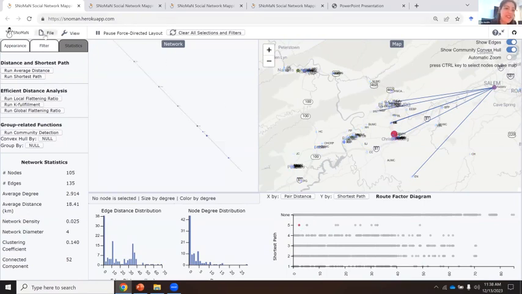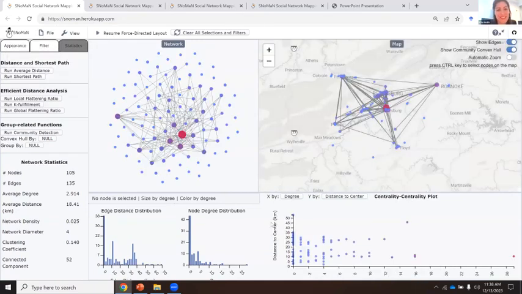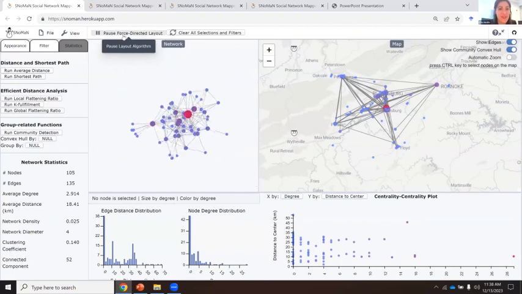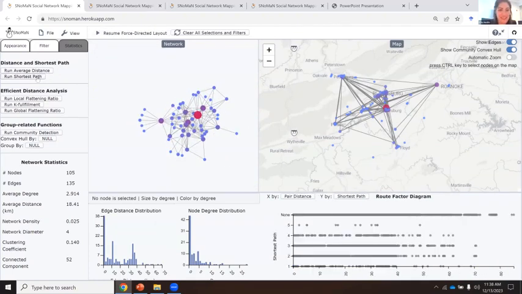Okay, so what I'm going to do right now is just show you how we do a hard reset. Here's the diagram. We'll resume the force directed layout. And you just have to click here and click here. And then we get that route factor diagram again.